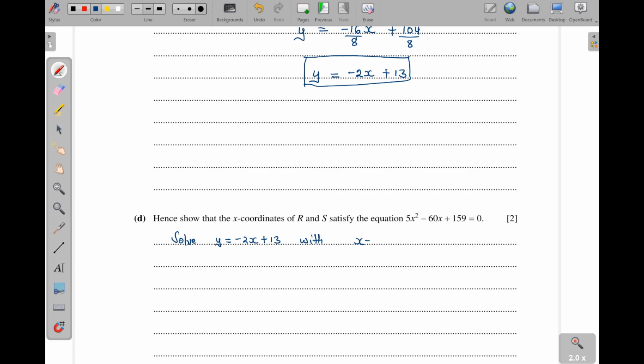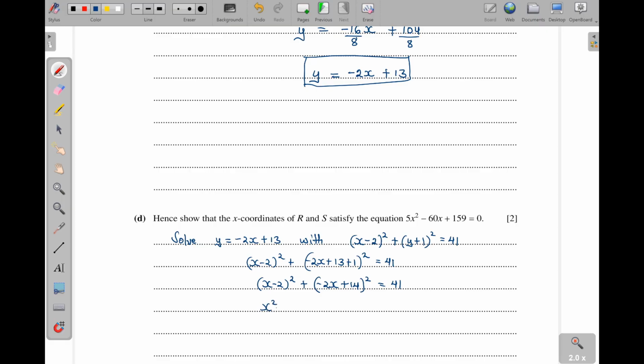I can use (x − 2)² + (y + 1)² = 41. So we shall have (x − 2)² + (−2x + 13 + 1)² = 41. I've written this in the place of y, solving them simultaneously. This will be (x − 2)² + (−2x + 14)² = 41. Now let us expand.